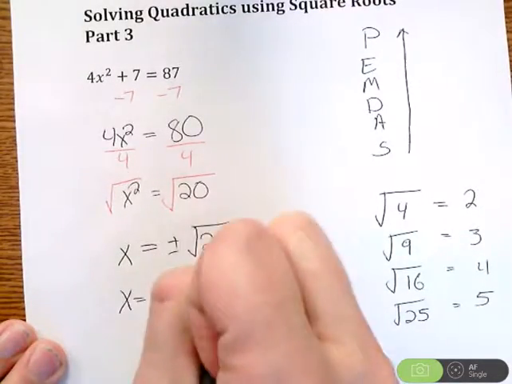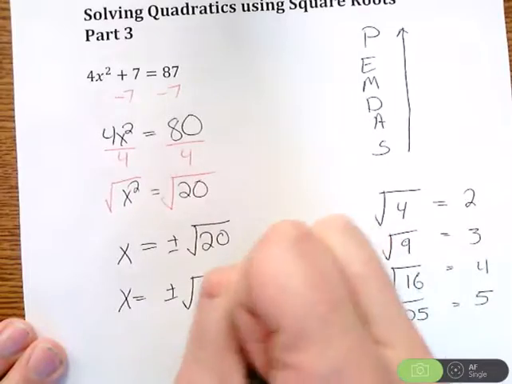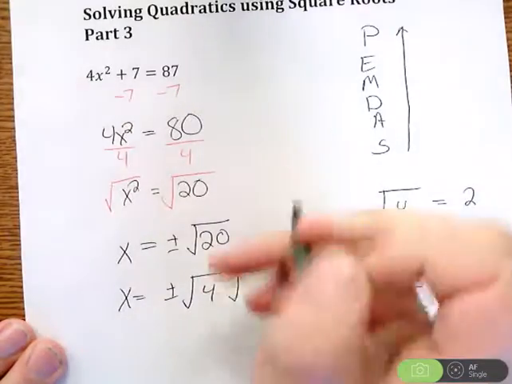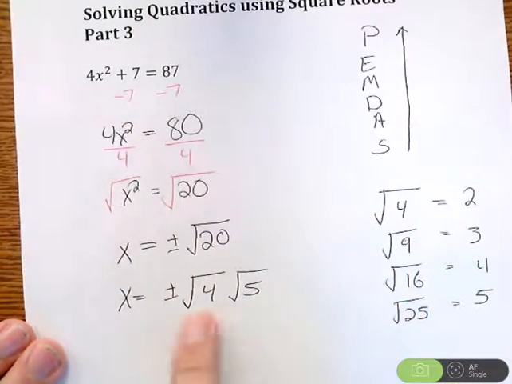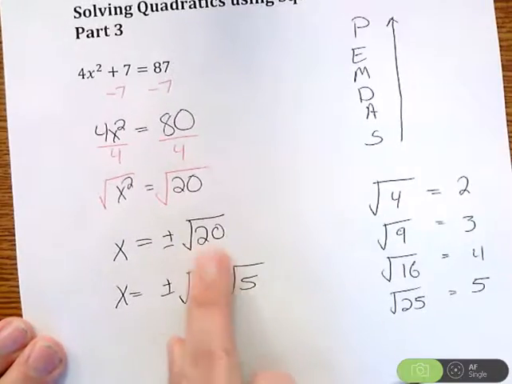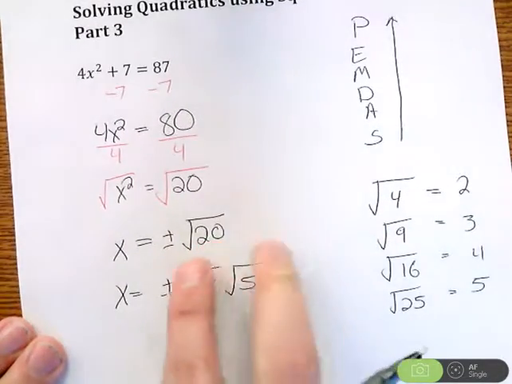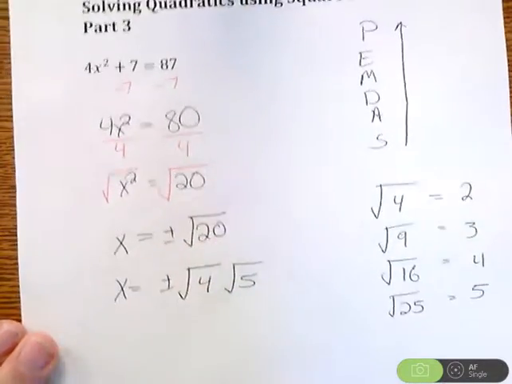So if I break this down, I could break it down to the square root of 4 times 5, and 4 times 5 is 20. These are the exact same thing. All I did is take this 20 and break it down to 4 and 5.